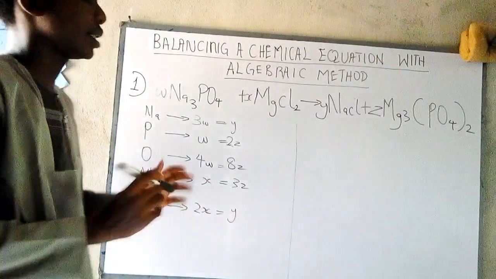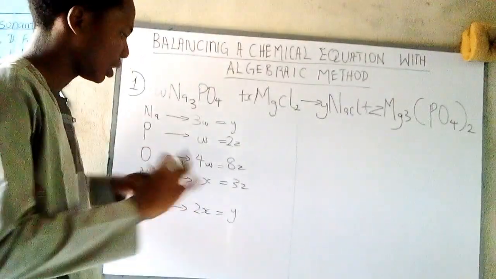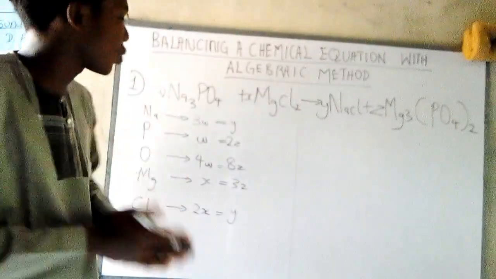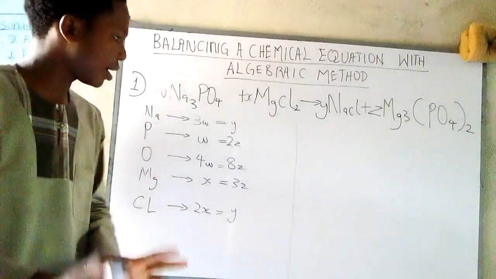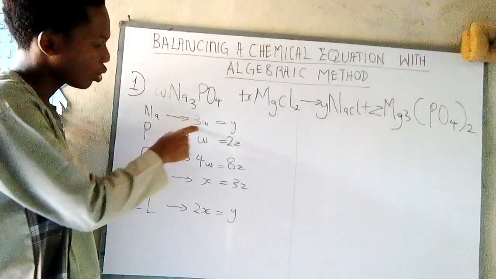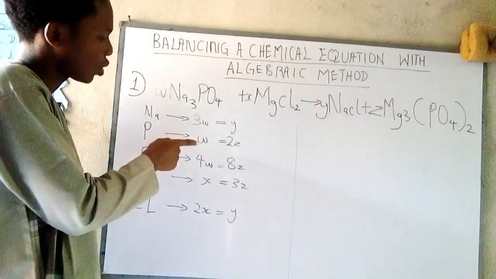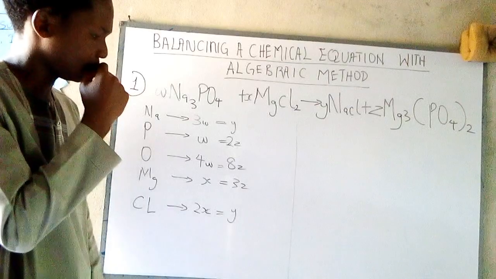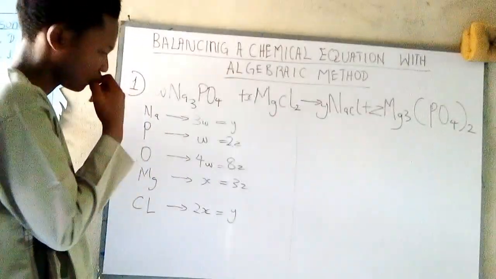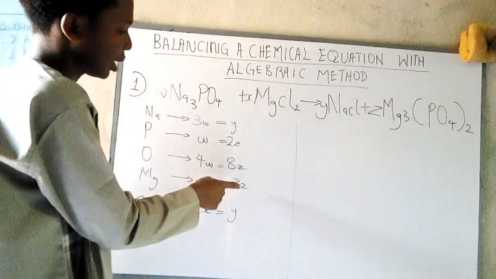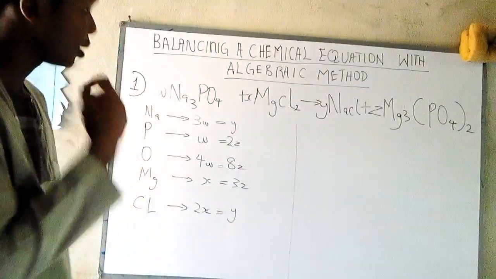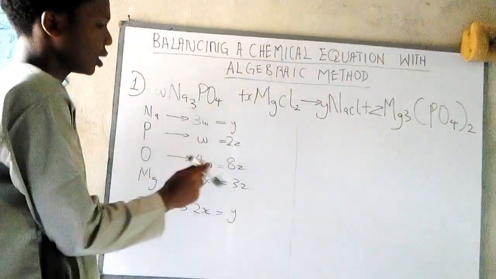Now, we have brought out the equations. So how do we get the value for our coefficients? We have to solve for it. Calm down, it's very easy. We just have to identify which of these is the smallest. 2W equals 1Y? No, this looks big. W equals 2Z. Interesting. 4W equals 8Z. That's big. X equals 3Z. 2X equals Y. Let's pick this. This is a little bit smaller.